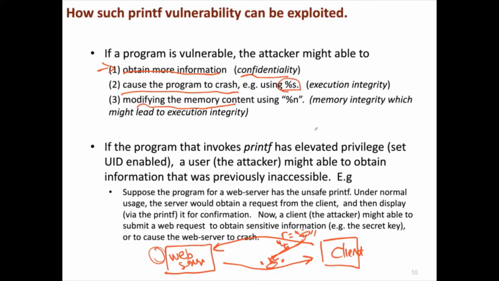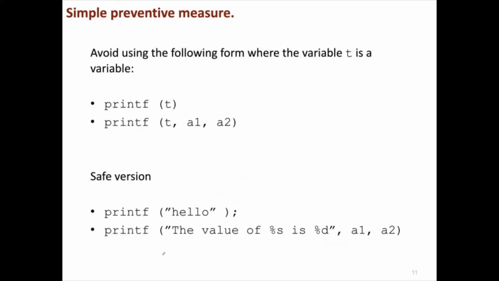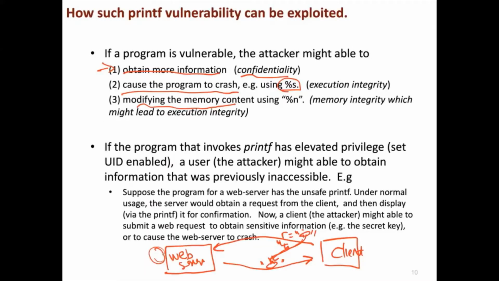To prevent this, a very simple prevention is to, at all costs, avoid writing a call which takes only one parameter, where this parameter is a string. So try to write this version instead of this version.